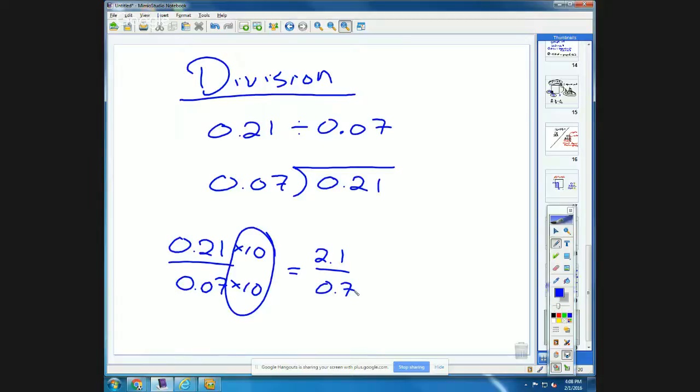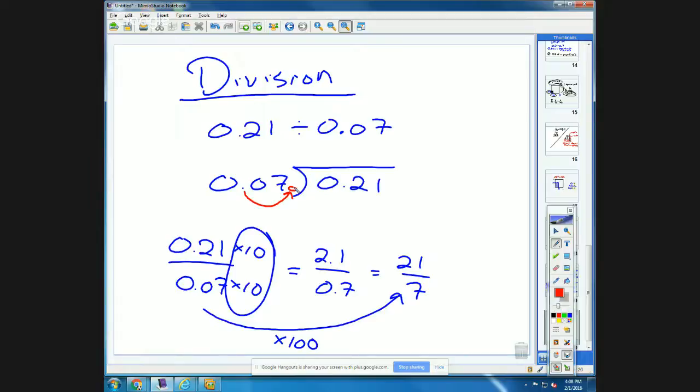I could do that again. I can multiply top and bottom by 10. So that means this is the same as 21 over 7. So from what I know about fractions, I know that I can multiply by some power of 10. It would have been quicker to multiply by 100, but that's okay. So that I can make the divisor a whole number. And so that's the goal when we're doing division. What we want to do is look at this and say, okay, let's make the divisor a whole number. So we want to move the decimal point there.